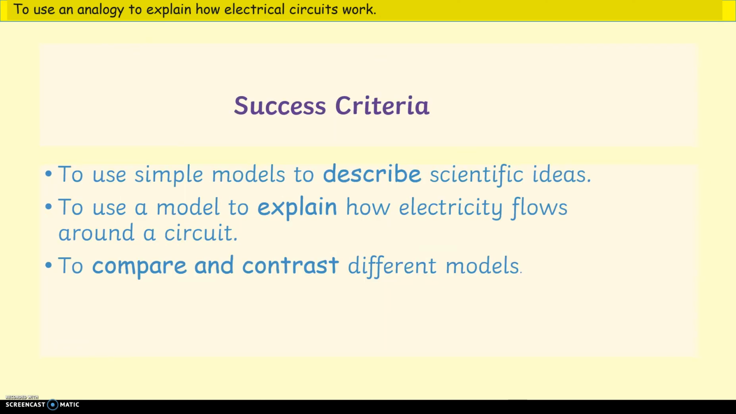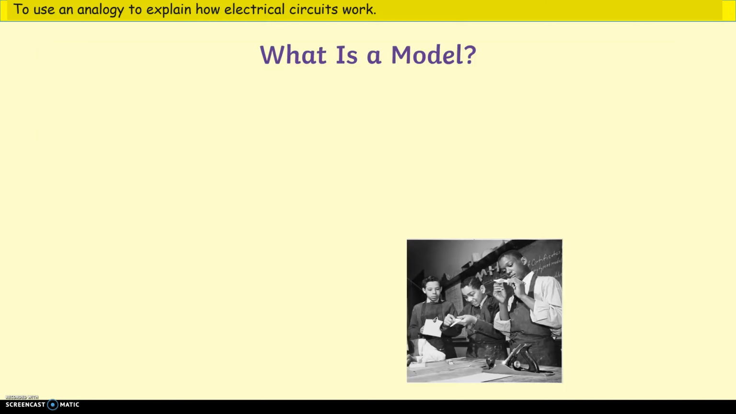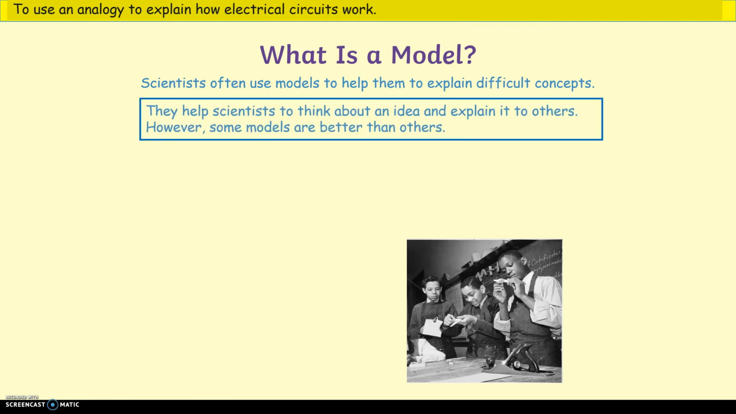So, our success criteria in today's lesson is to use simple models to describe scientific ideas, to use a model to explain how electricity flows around a circuit, and to compare and contrast different models. So, what is a model? A model is one way in which scientists try to explain difficult concepts. They help scientists to think about an idea and explain it to others. However, some models are better than others.